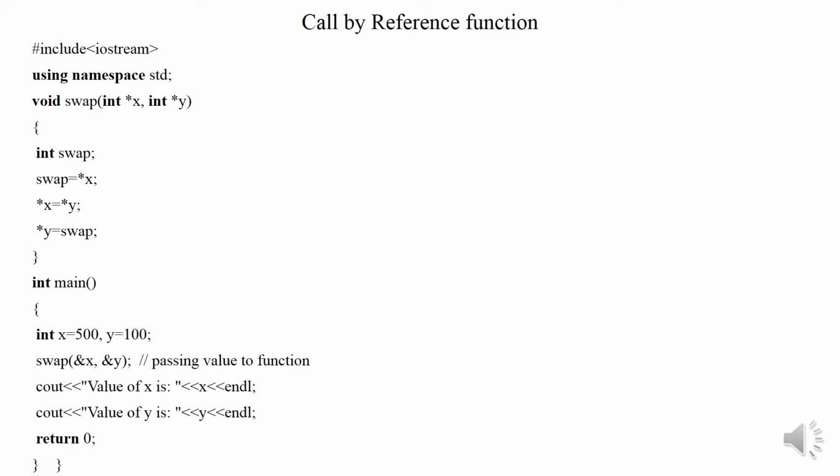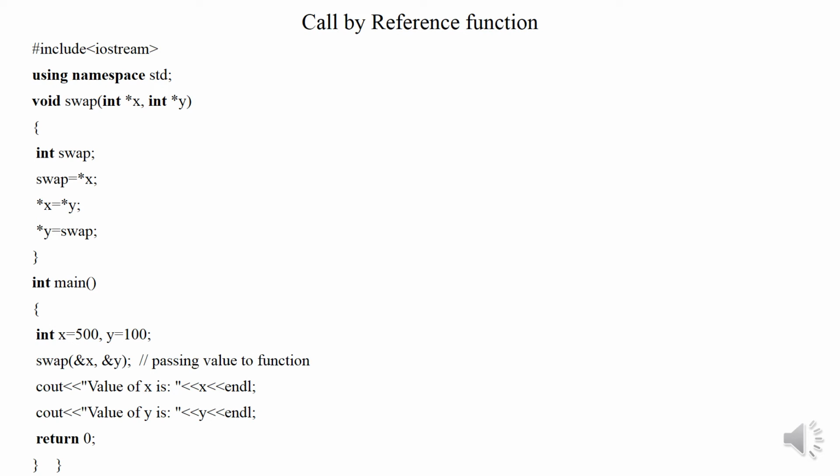So we pass here 1001 for the defined function int star x. At that place we have to pass 1001, and for int star y we have to pass 1002. So those two memory locations are passed to the function.